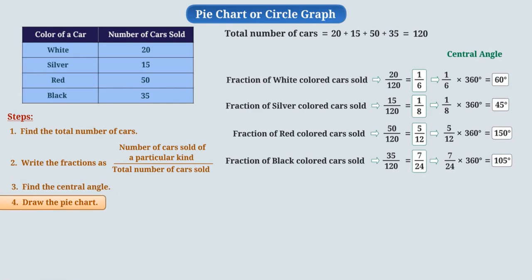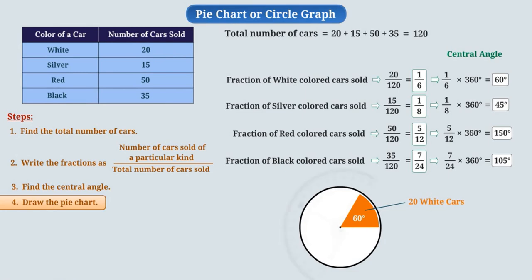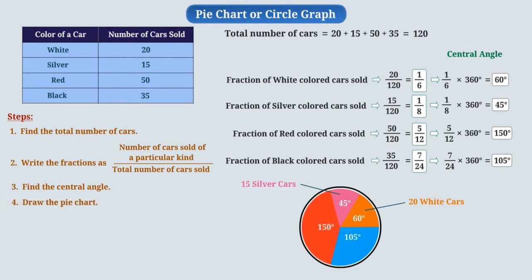Step 4. Draw the pie chart. For that, we will draw a circle of suitable radius. Then, using a protractor, we will draw an angle of measure 60 degree. The sector of a circle formed by this angle represents 20 white cars. Then, we will draw an angle of measure 45 degree adjacent to angle of 60 degree. The sector of a circle represented by this angle represents 15 silver cars. In the same way, we will draw all angles and write what they represent. Note that we can start with any angle. In this way, we have drawn the pie chart for a given information.